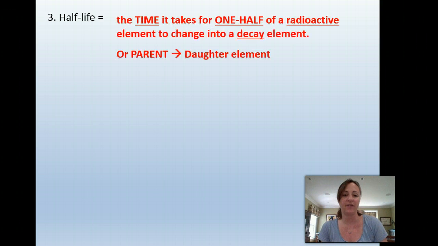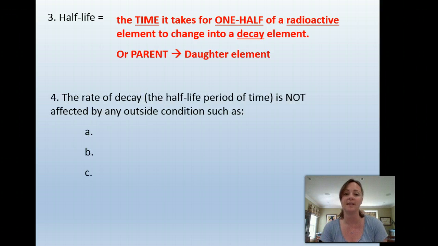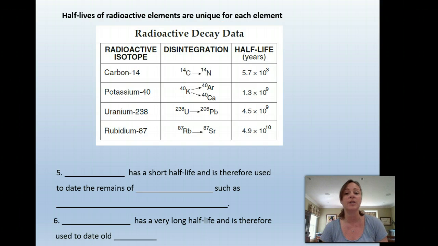We call this the half-life. And this is the time it takes for half of a radioactive element to change into a decay element. So when we talk about half, we're literally talking about 50% of that parent changing into the daughter element. And that half-life allows us to see how much time has passed for the parent element to change into the daughter element. The rate of decay, or the half-life period of time, is not affected by any outside conditions such as heat, pressure, or chemical actions. So that's what makes it so reliable to use to determine the age of fossils or rocks that are so old.